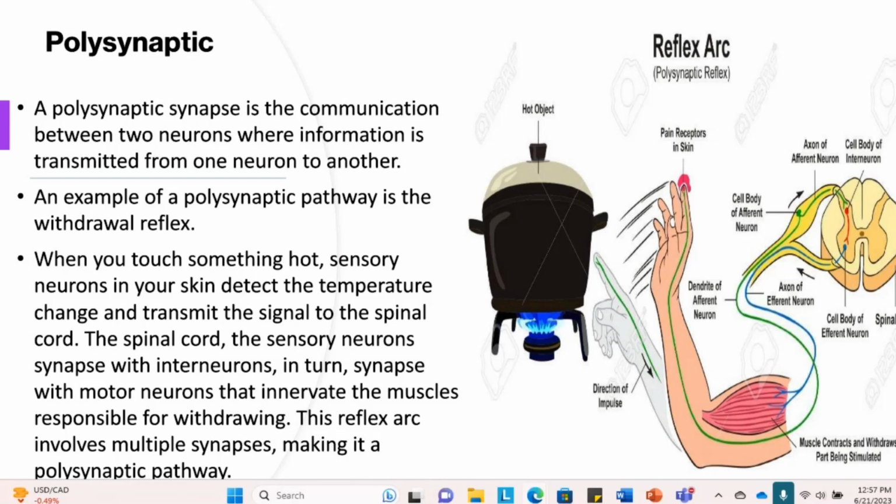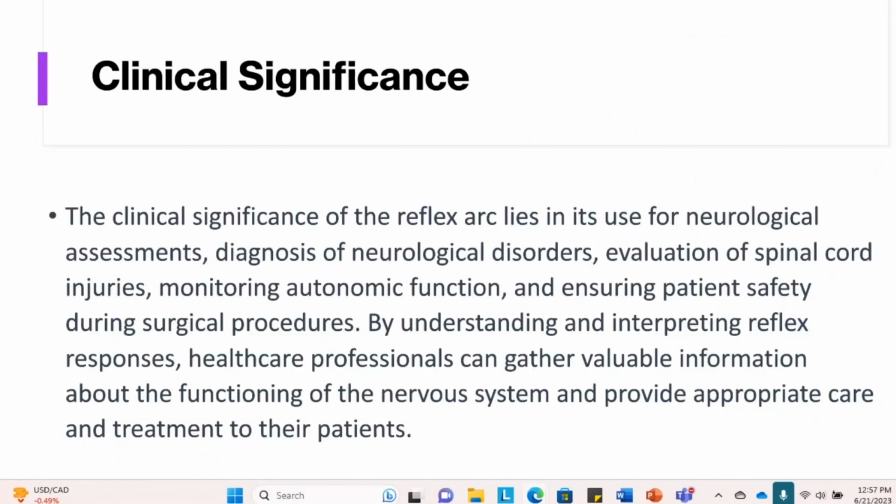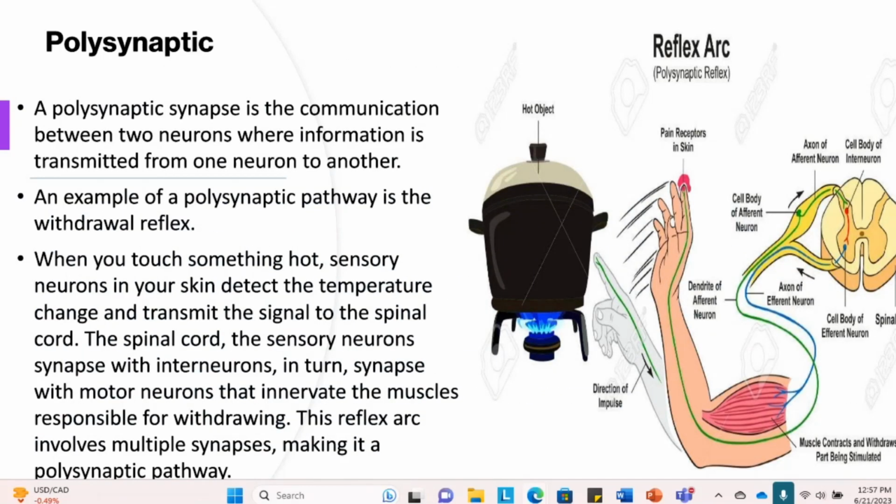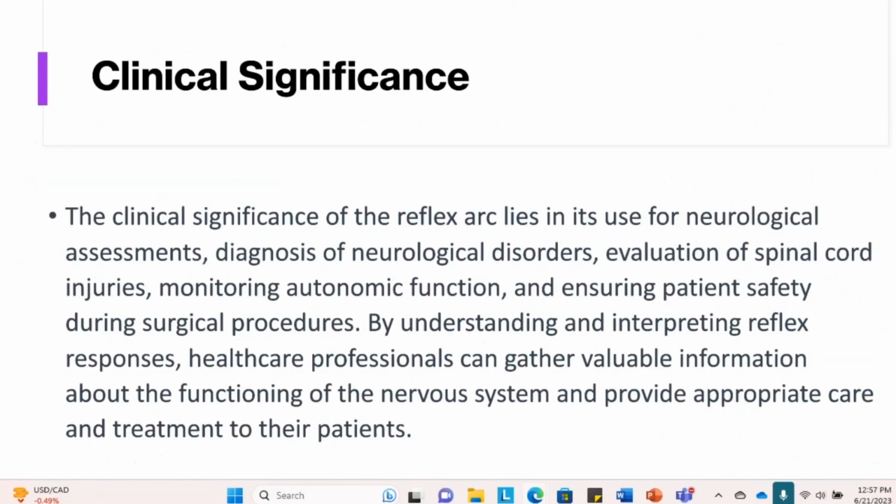And then here I've shown a picture depicting the hot object, and then when you place your hand there, and then the withdrawal reflex. And then lastly, we have clinical significance.